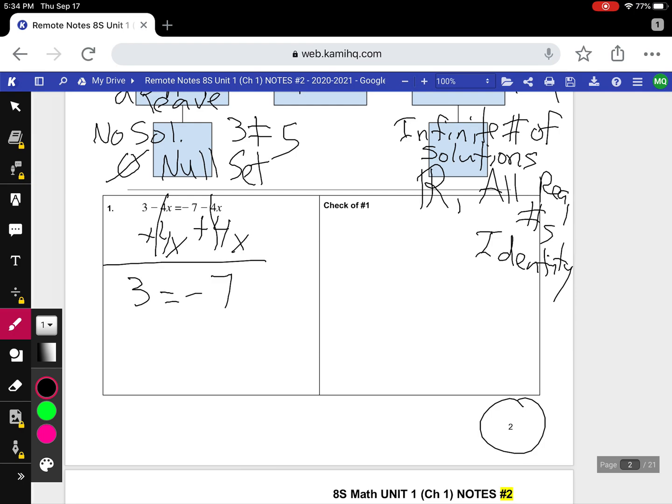Now, if you refer to the chart up above, you can see we're going to rewrite that as 3 does not equal negative 7, and that is no solution, okay? No solution. Or you can see my little symbol there as a shortcut, okay?